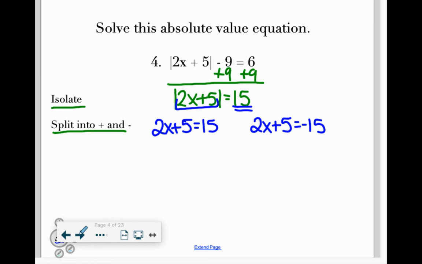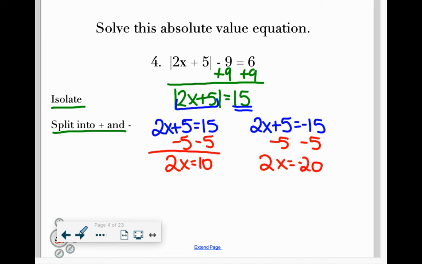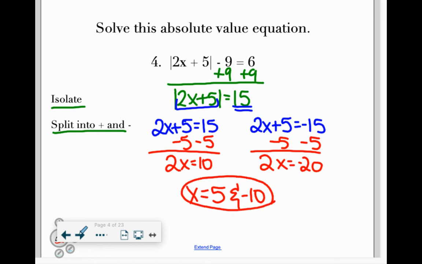Then I'm solving these both like regular equations. This is the part I'm going to kind of fly through. I need to subtract 5 on both equations. My only difference is that 15 minus 5 is 10, and negative 15 minus 5 is negative 20. Then I need to divide them both by 2, so I get answers of 5 and negative 10. So notice how they solve in the exact same way, it's just you have different numbers on the right side.